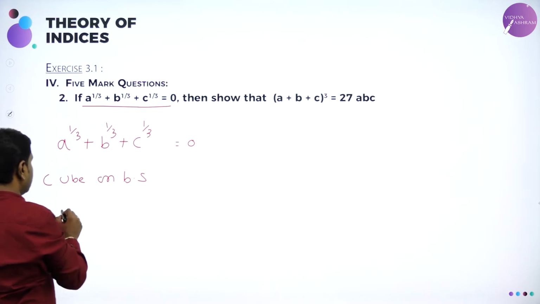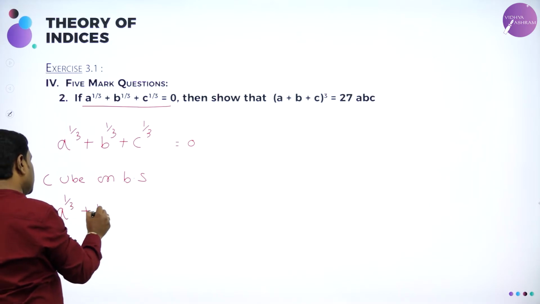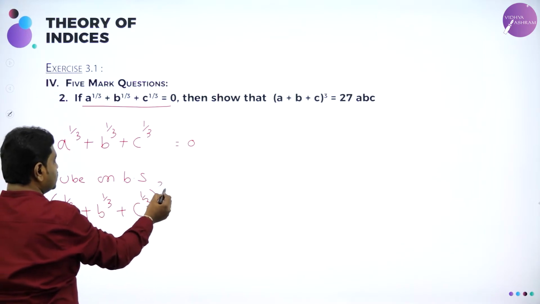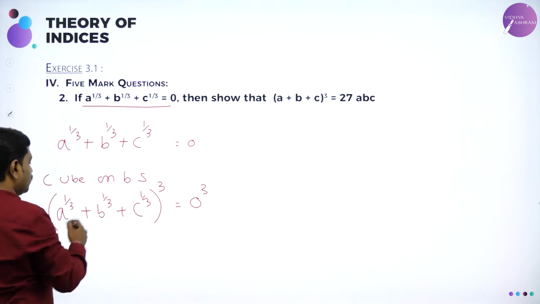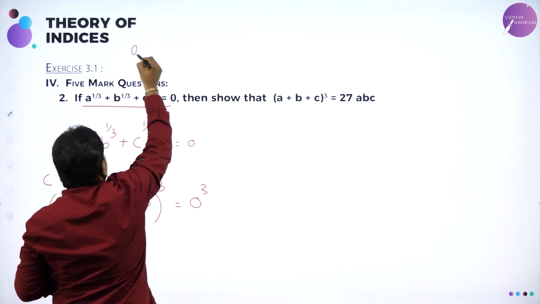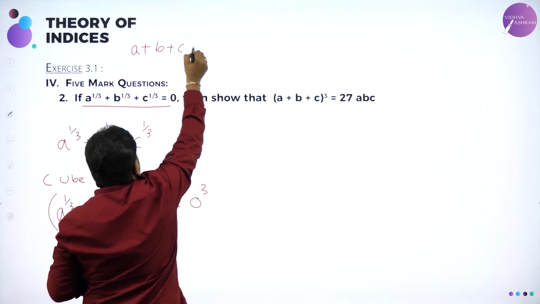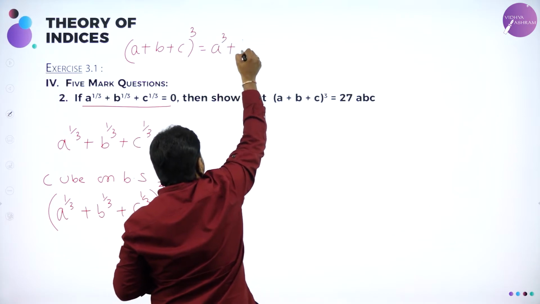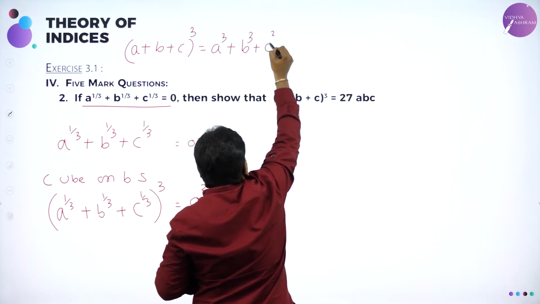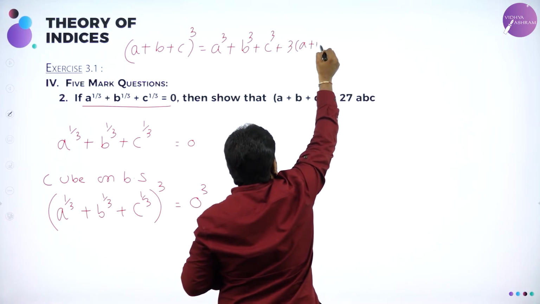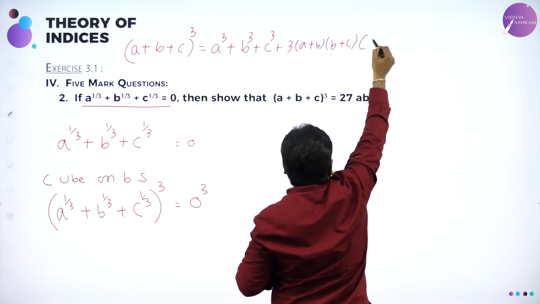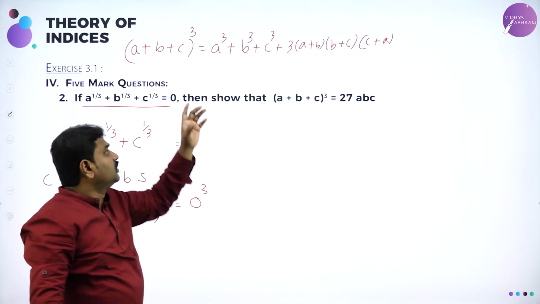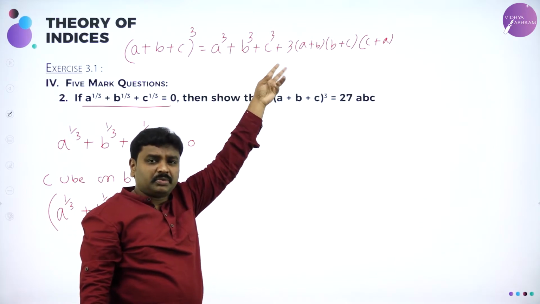If you cube on both sides, we'll have a power 1 by 3 plus b power 1 by 3 plus c power 1 by 3 whole cube is equal to 0 cube. So now a plus b plus c the whole cube. First you should know the formula for a plus b plus c the whole cube, which is most important. What is a plus b plus c the whole cube? a cube plus b cube plus c cube plus 3 times (a plus b) into (b plus c) into (c plus a), cyclic. This is the most important identity.